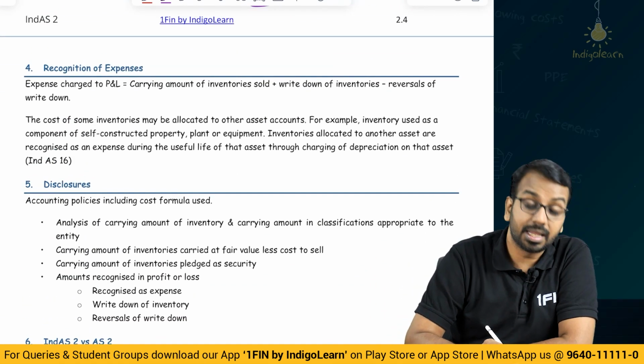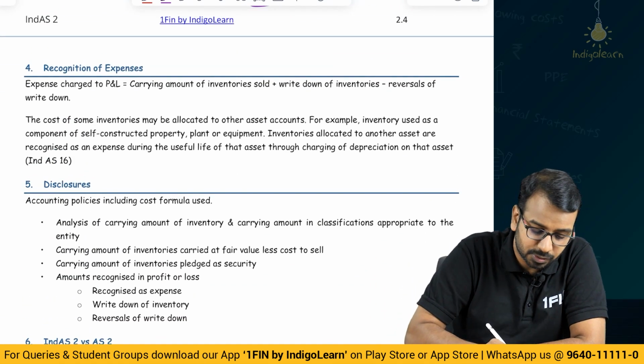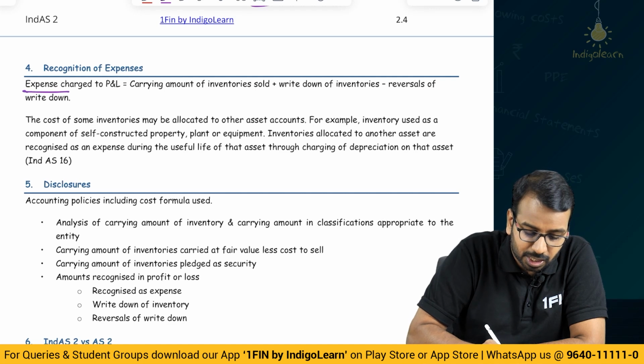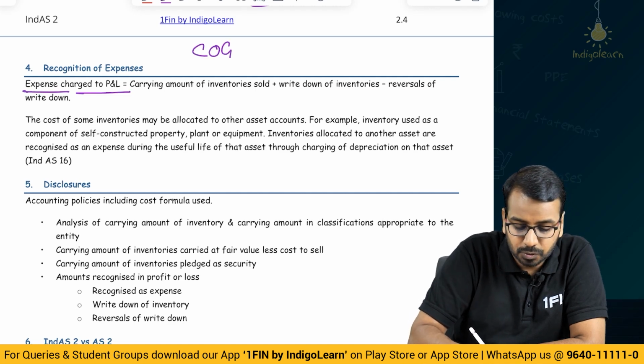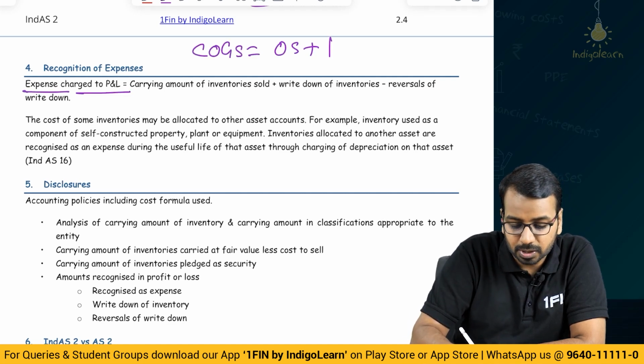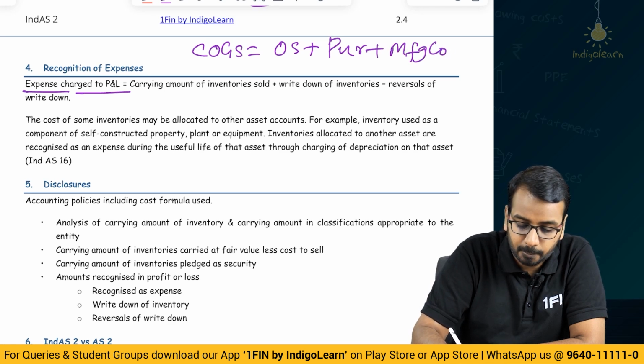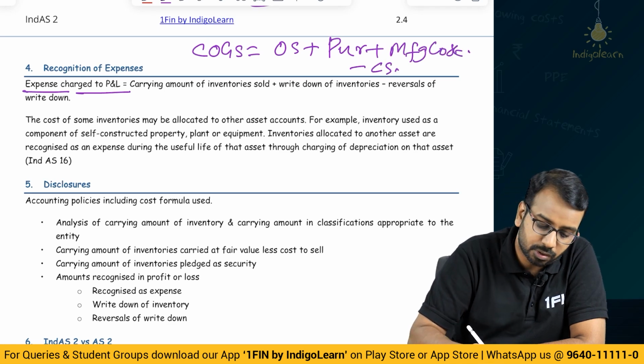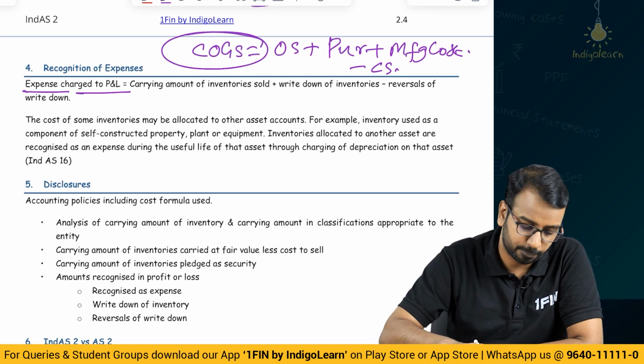Then as far as IndAS 2 is concerned, it also specifically requires us to show the expense that is charged to P&L. So basically, cost of goods sold is your opening stock plus purchases plus other manufacturing cost, minus closing stock. So this is the cost of goods sold.